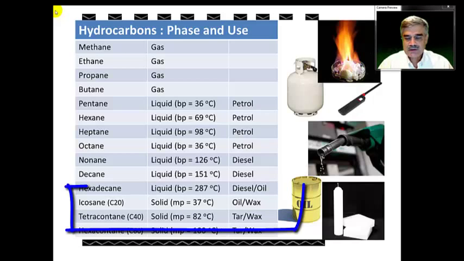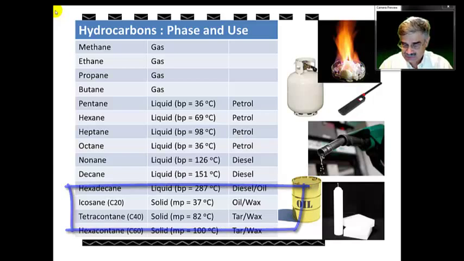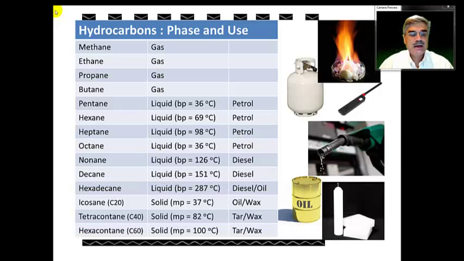As we go to even larger molecules, down to icosane, which has 20 carbons, C20, and then down to tetracontane and hexacontane, the molecules become tars or waxy, more solid-like, as you can see in the illustration on the right. So the one pattern to recognize is that as molecules become larger, they tend to become more liquid-like and then more solid-like.